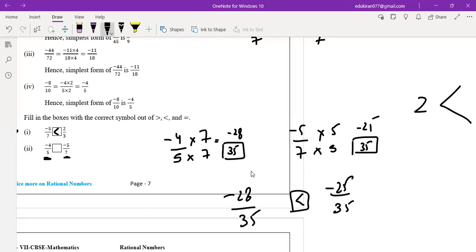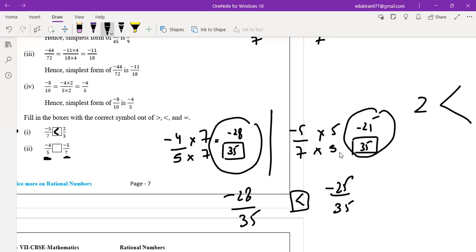Okay? So first, you need to make the denominator the same, right? And then you will find both the new numbers, and then you will compare these new numbers, and this 25/35 is this -5/7. So you will make it this. I hope it's clear. Yes, ma'am.